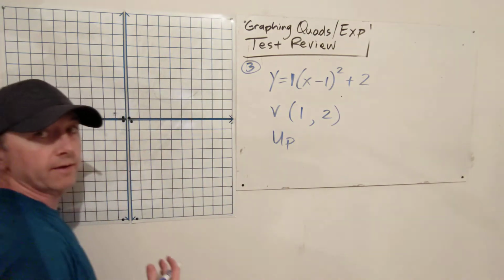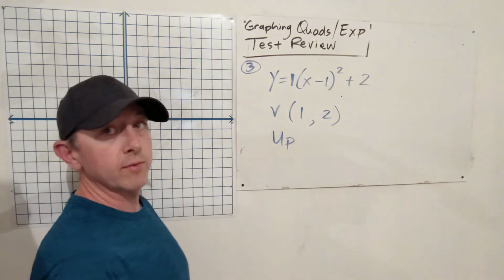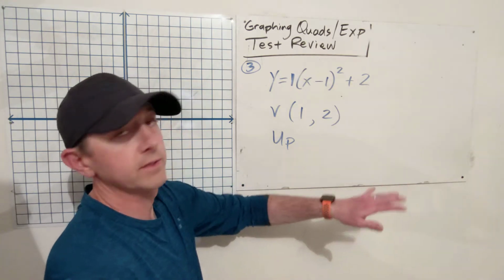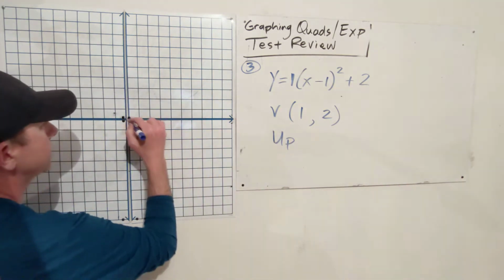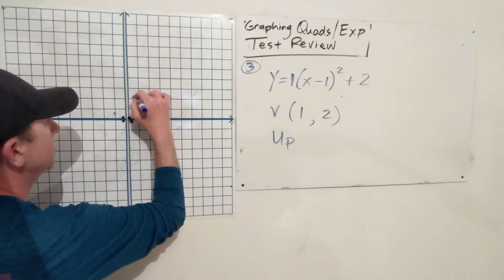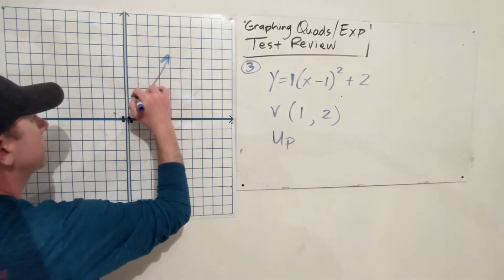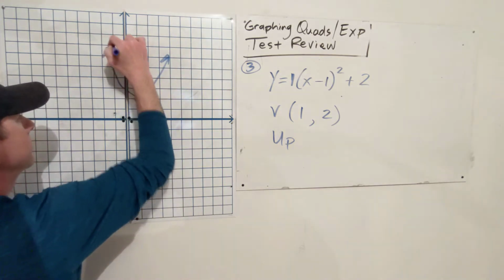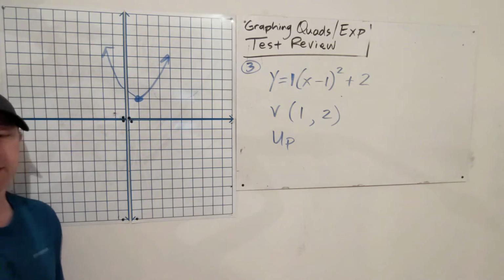So I want the graph, so I go through, it's got to be a parabola that opens up, so that eliminates the ones that open down. And then which one has a vertex at (1, 2)? That's right here, and goes like this. So there you go. You'd want to match that up with the multiple choice.